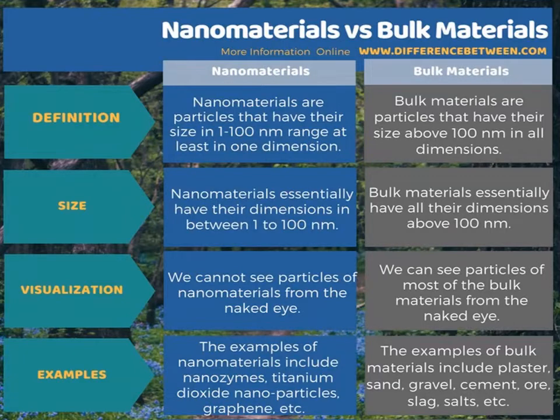Visualizations. We can't see particles of nanomaterials with the naked eye. We can see particles of most of the bulk materials with the naked eye. Examples. The examples of nanomaterials include nanozymes, titanium dioxide nanoparticles, and graphene. The examples of bulk materials include plaster sand, gravel, cement, slag, and salts.